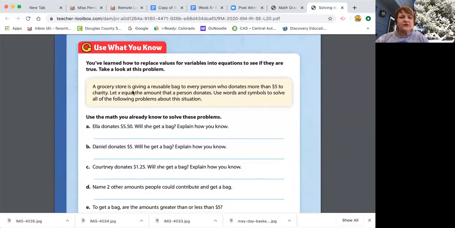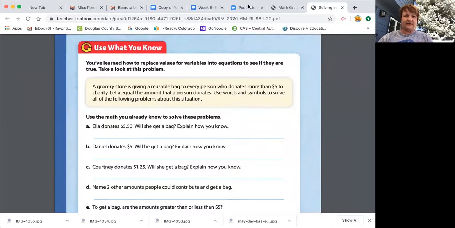A grocery store is giving a reusable bag to every person who donates more than $5 to charity. More than $5. Let X equal the amount that a person donates. Use words and symbols to solve all of the following problems about this situation.